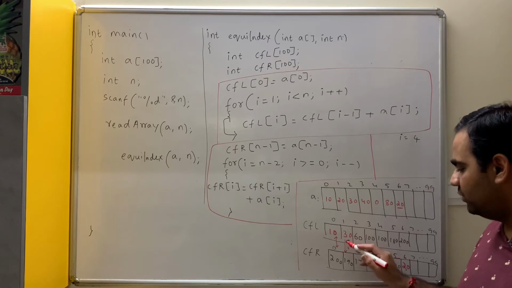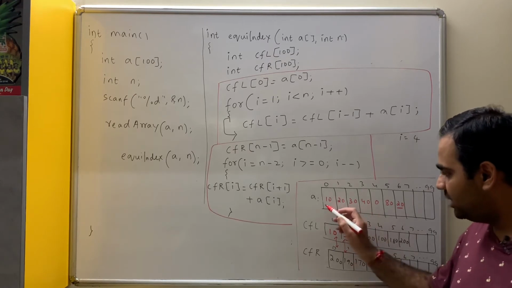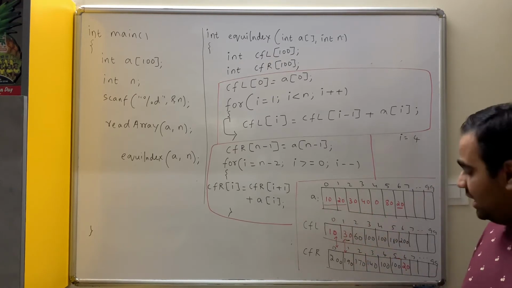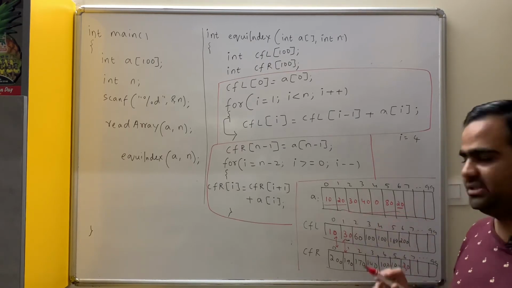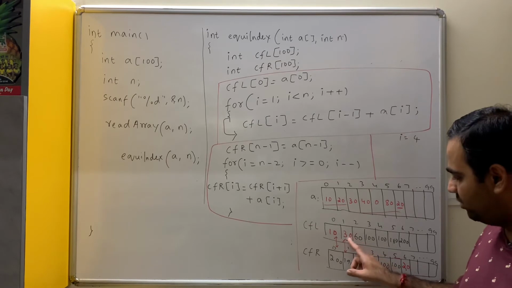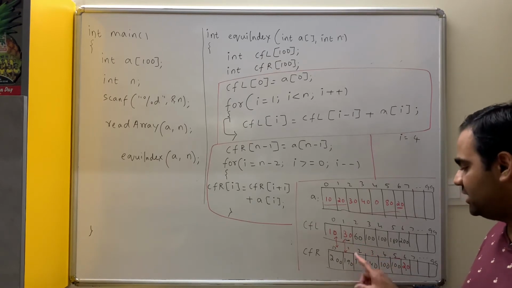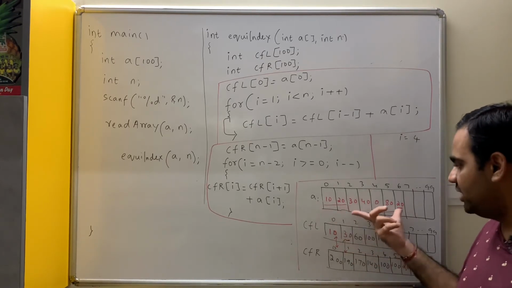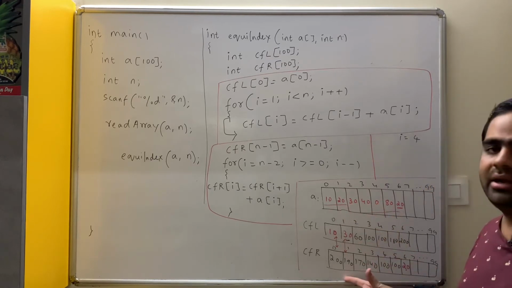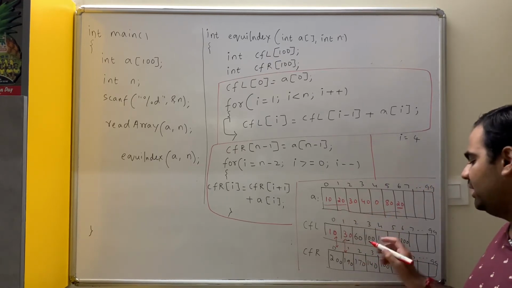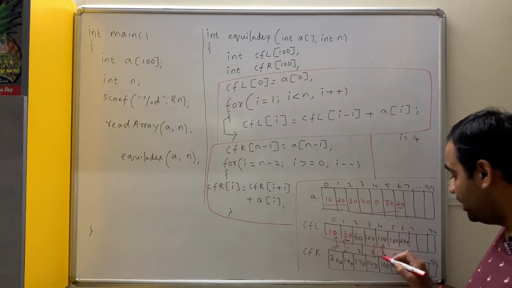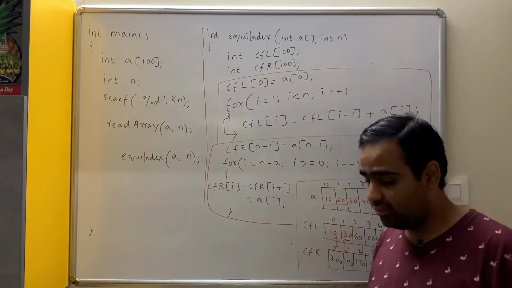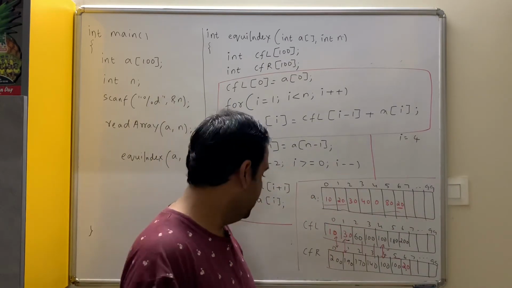Is 30? Now, what does 30 represent? Sum till index 1. And what does 200 represent? Sum till index 1 from the LHS. Now, that means this is sum of LHS and this is sum of RHS. Now, sum of LHS is 30, sum of RHS is 190. 30 is not equal 190. It is not an equilibrium index. If it is the same, it is an equilibrium index.